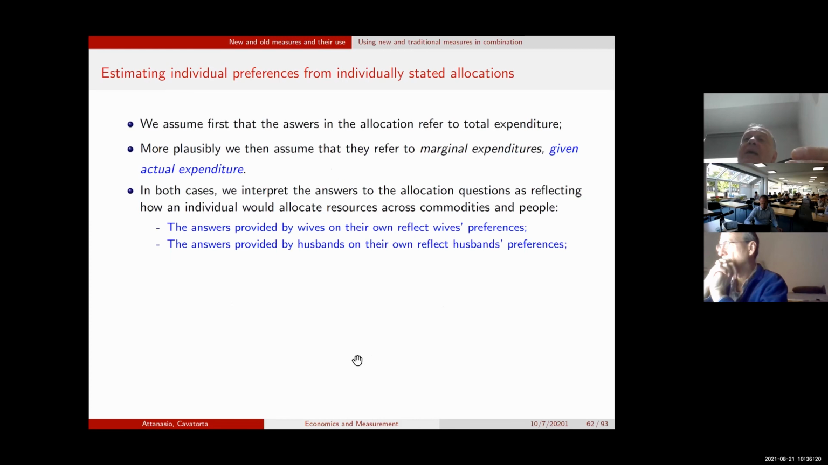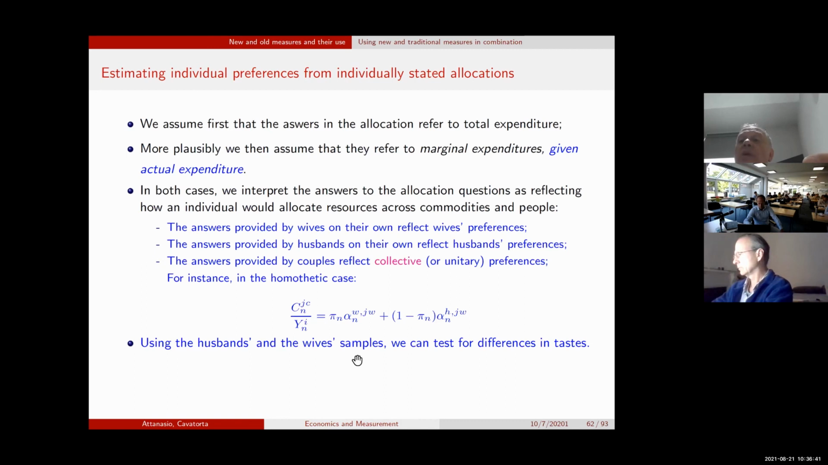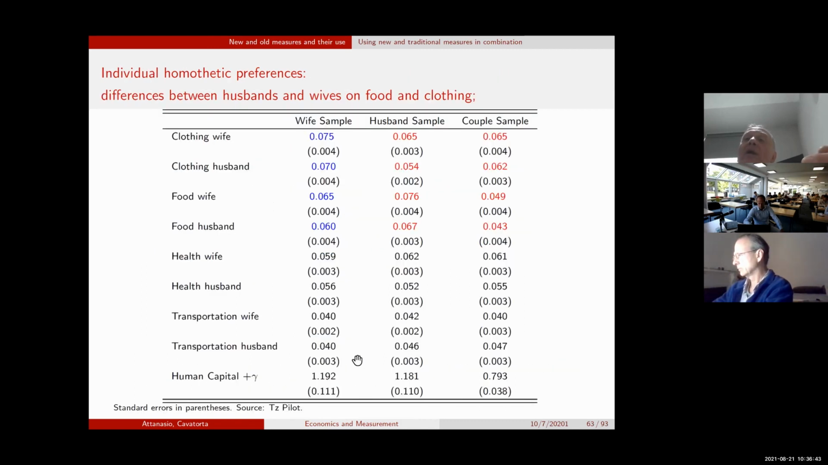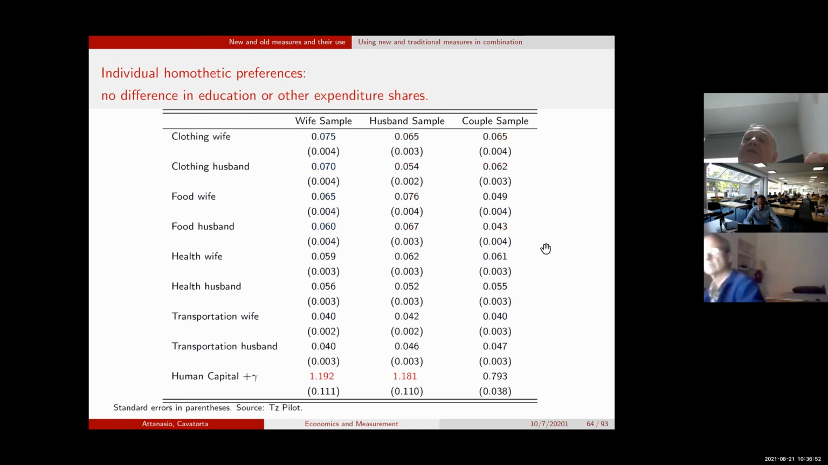So we assume that the answers refer to the total expenditure, or the marginal expenditure, which is what we give them hypothetically in addition to what they already do. And then at some point we can aggregate everything, and that's what we estimate. Let me go quickly through this. This is with hypothetical preferences, showing how the alphas will be different across the samples.